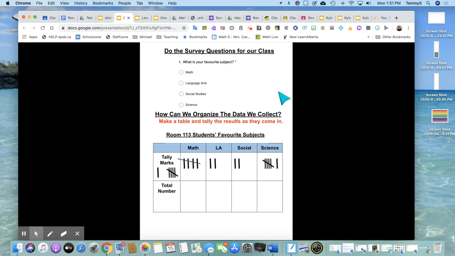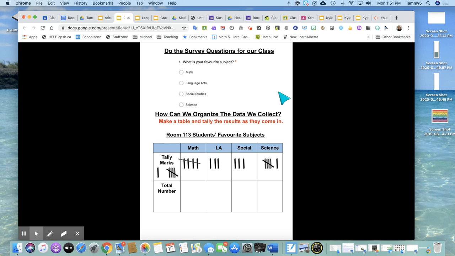So you can see how this is a working document, because when you're collecting data, usually you don't get the results in all at once. It takes some time to collect data. Okay, now let's say one more person says that they like LA the best. Oh, and then another person said social studies is their favorite.